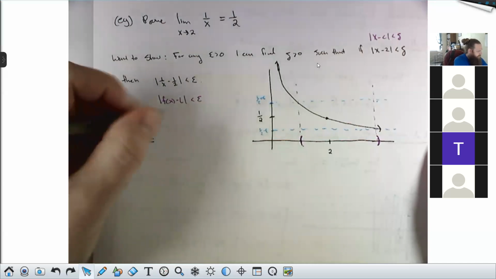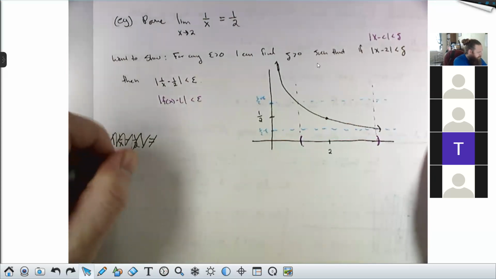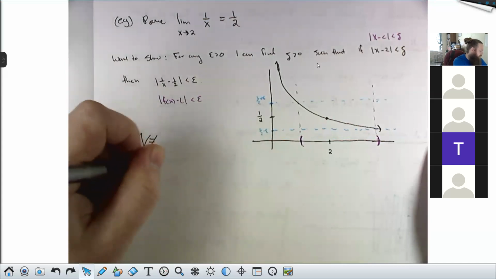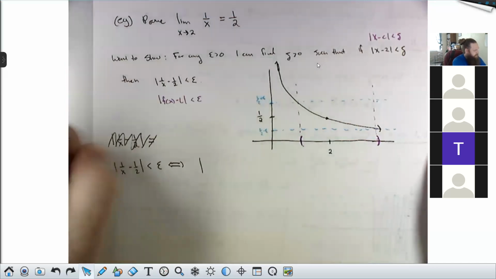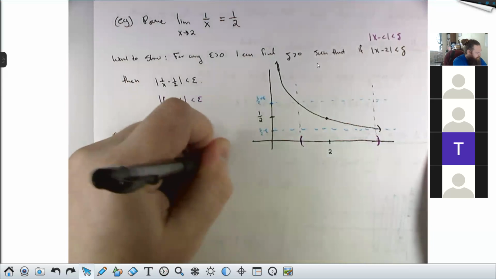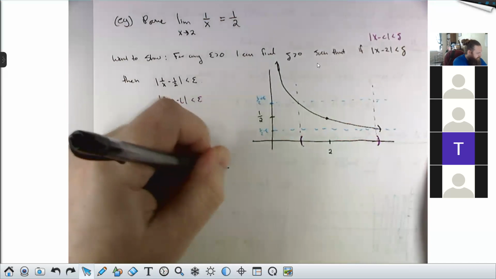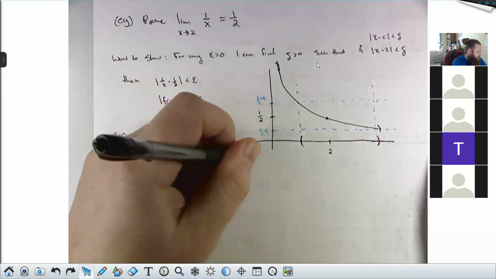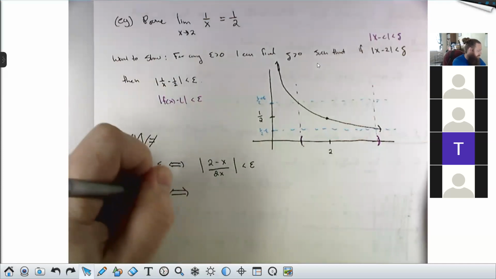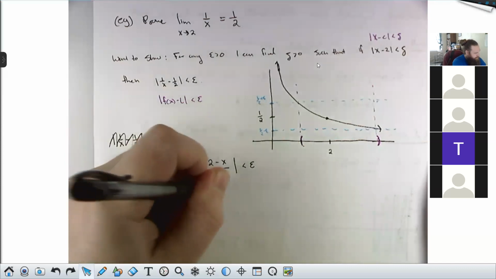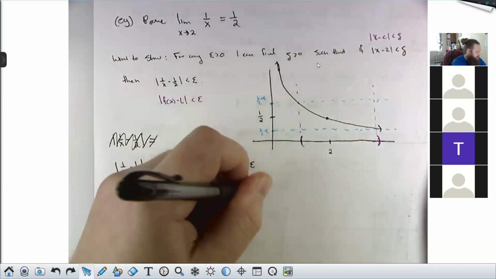The absolute value of 1 over x minus 1/2. I can rewrite, let me do it the way I was doing it before. We'll be consistent with our notation. Absolute value of 1 over x minus 1/2 is less than epsilon. That says the same thing as, I'm just going to have a common denominator in there, absolute value of 2 minus x over 2x is less than epsilon, which is the same thing as the absolute value of 2 minus x over the absolute value of 2x is less than epsilon.